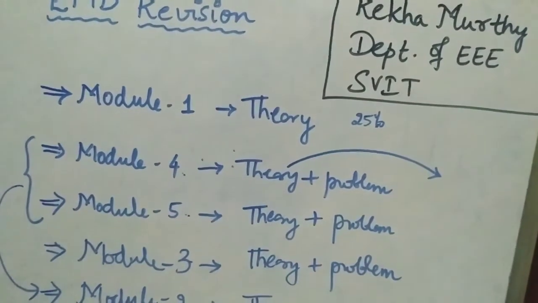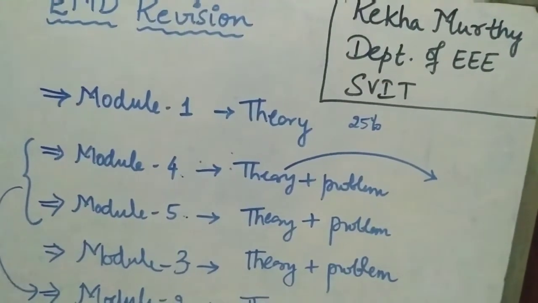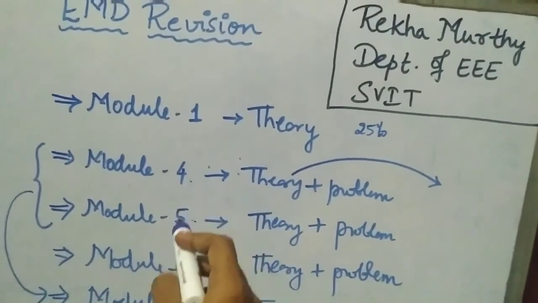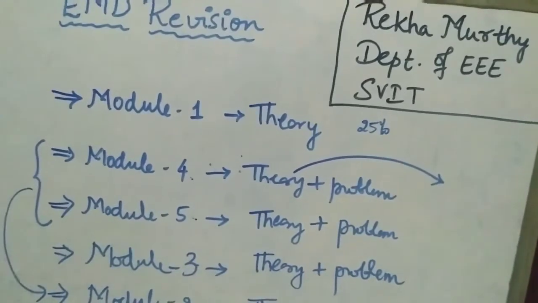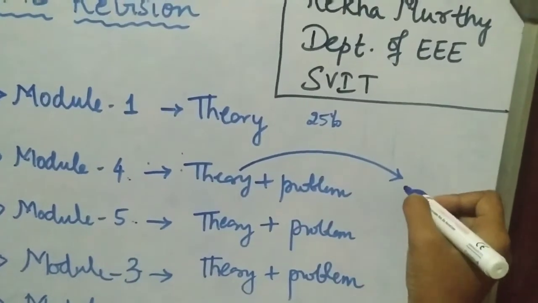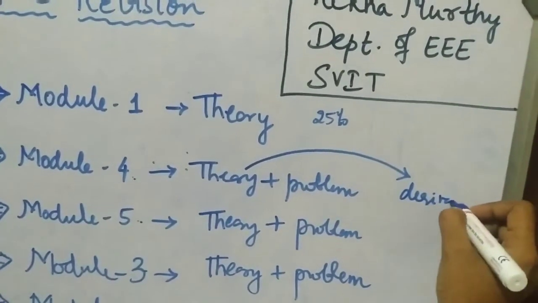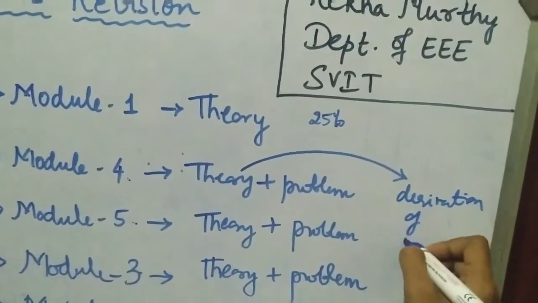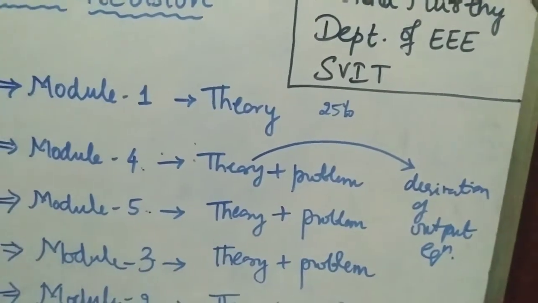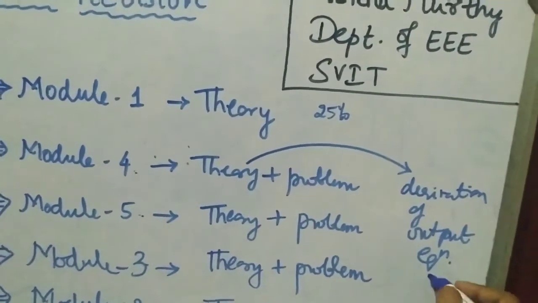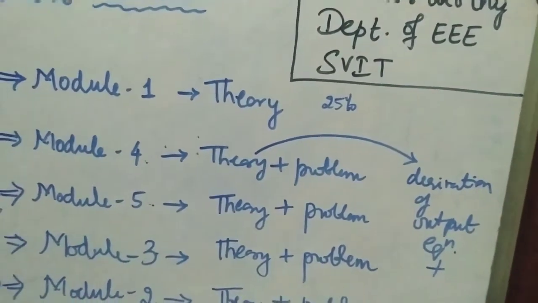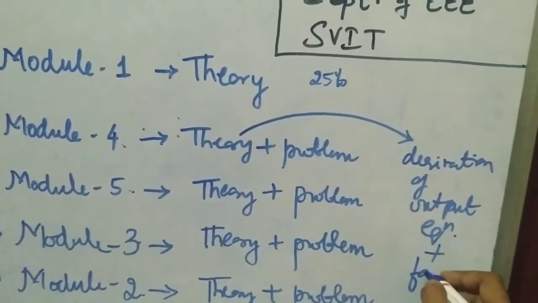But the common question you have to practice well before you go very in depth into the 4, 5, 3 and 2 modules. So what is that compulsory question? It is the derivation of the output equation, which is very, very important. Along with this, don't miss the theory part, that is, the factors which are going to influence the output equation.